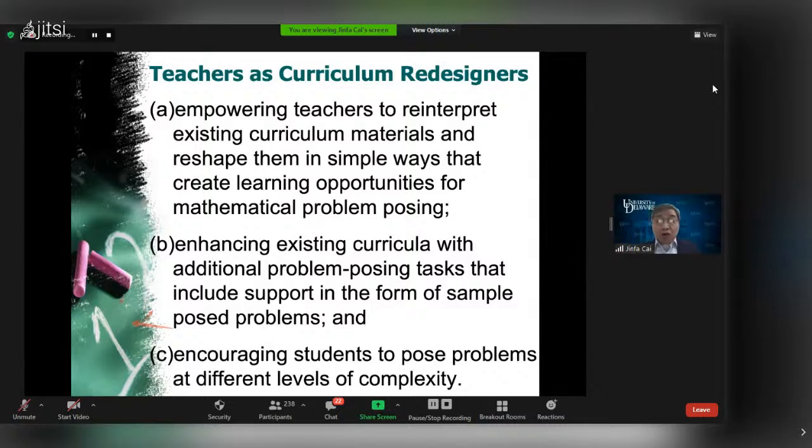So our goal is that these three strategies would be easy for teachers to follow because they are so busy already in their daily teaching. So far, based on about three years of research, teachers find those ideas accessible.